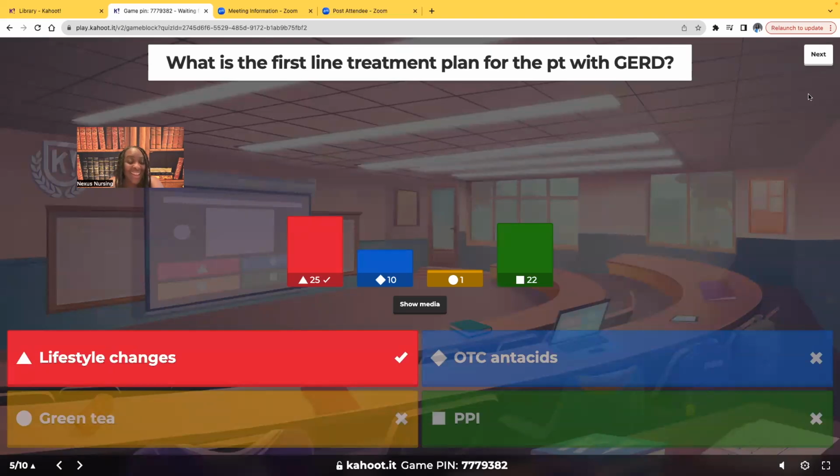Very good. Lifestyle changes. In medicine and nursing, we always go from least invasive to most invasive unless there's something acutely happening, that patient's life at risk, and we have to go to invasive. But otherwise, we always want to go from least invasive to more invasive. So the first line treatment for that patient that has GERD, which is gastroesophageal reflux disease, we're going to teach them lifestyle changes. Stop smoking. Lose weight if they're overweight or obese. Stop wearing tight clothing, clothes that decrease the pressure on the, what's that sphincter called?